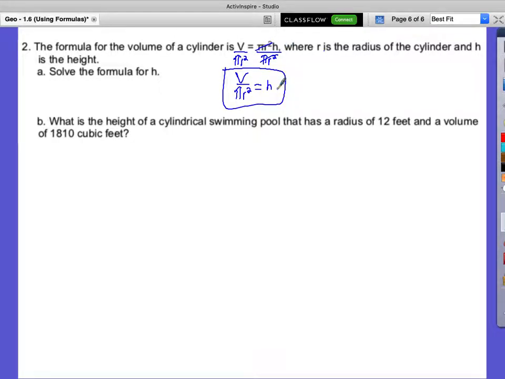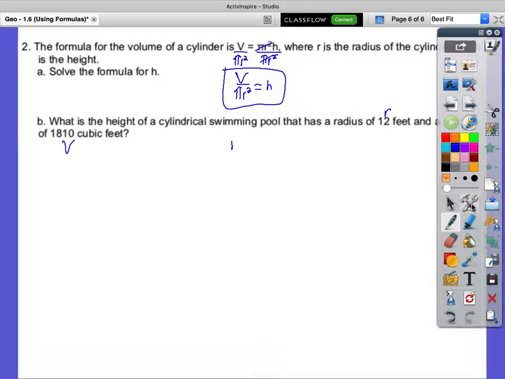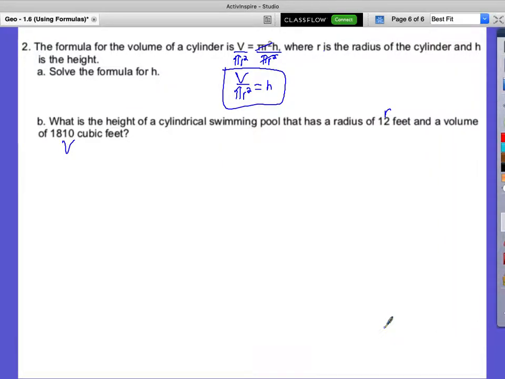So do we know what V is? What is it? 1,810. Do we know what R is? What is it? 12. Can we plug these in and now solve for H? Let's plug it in, okay? I want you guys to practice plugging it in. So go ahead and plug it in and set it up. Don't quite solve yet. Just plug it in and set it up.